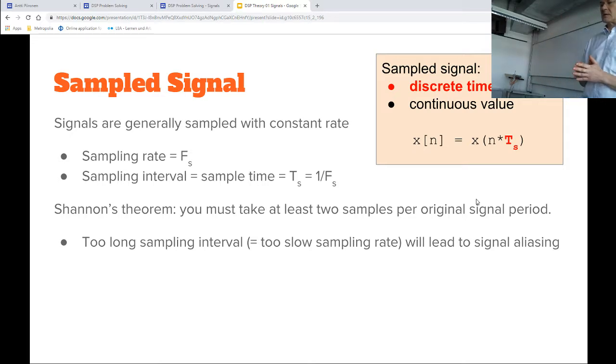Without a constant fixed sampling rate, it's very hard to make any sort of filtering which makes sense.